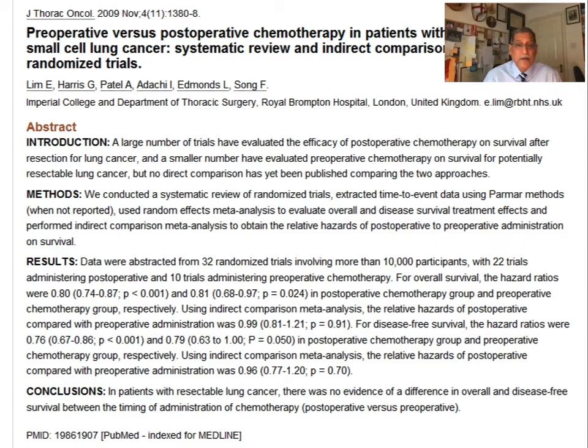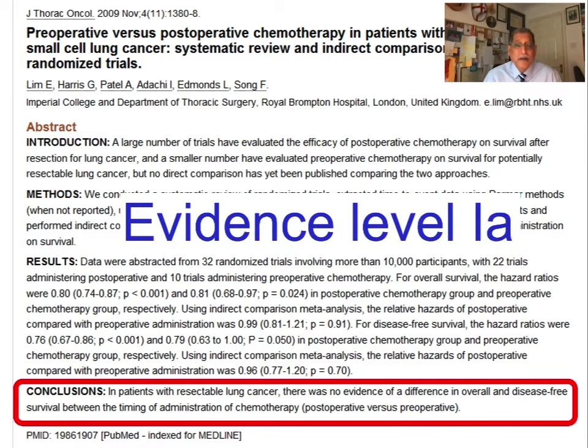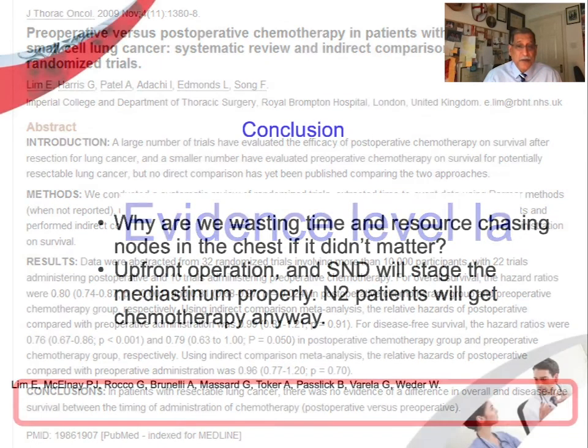Eric and colleagues performed a systematic review of the randomized and non-randomized trials looking into the timing of chemotherapy, comparing chemotherapy before and after surgery. Their conclusion is very clear and decisive. They concluded that in resectable lung cancer, there was no difference in survival between the two groups. In other words, it doesn't really matter if the chemotherapy is given before or after the operation.